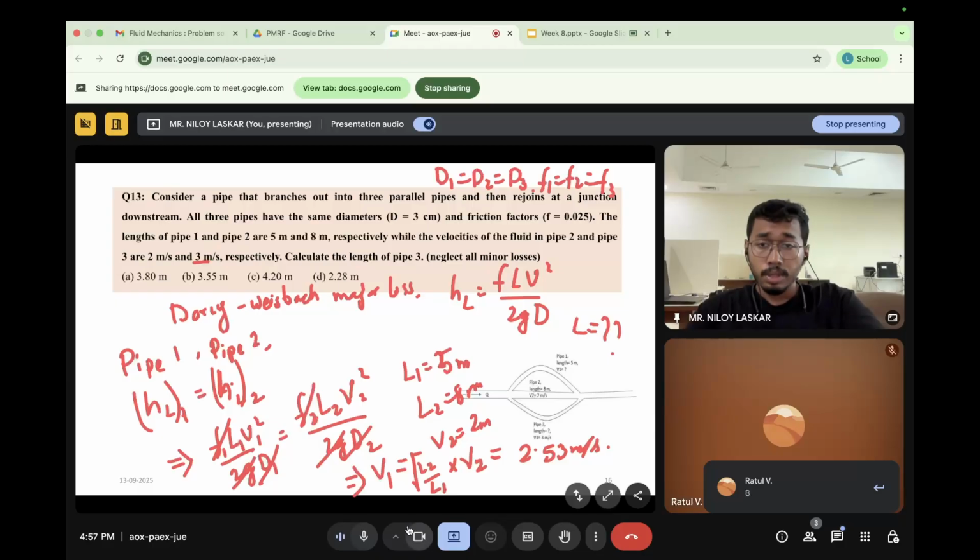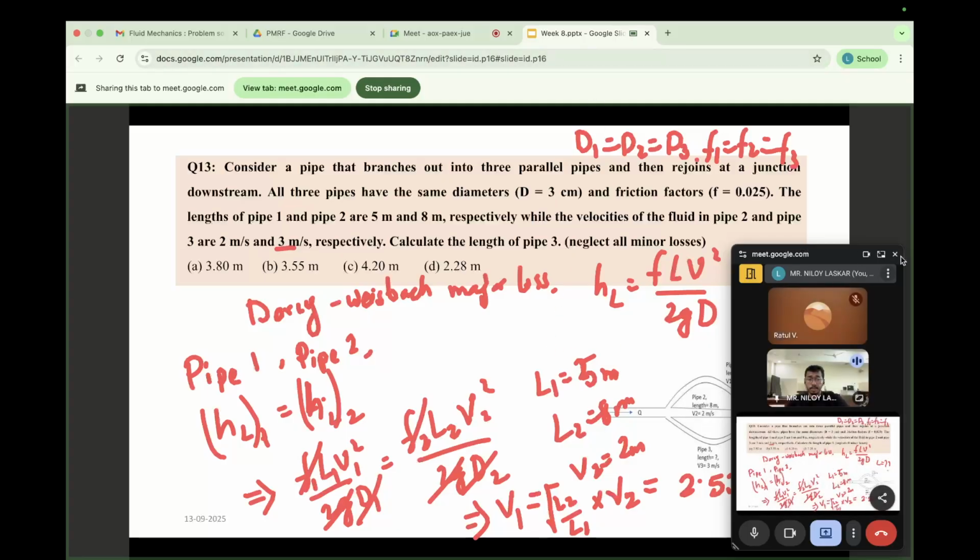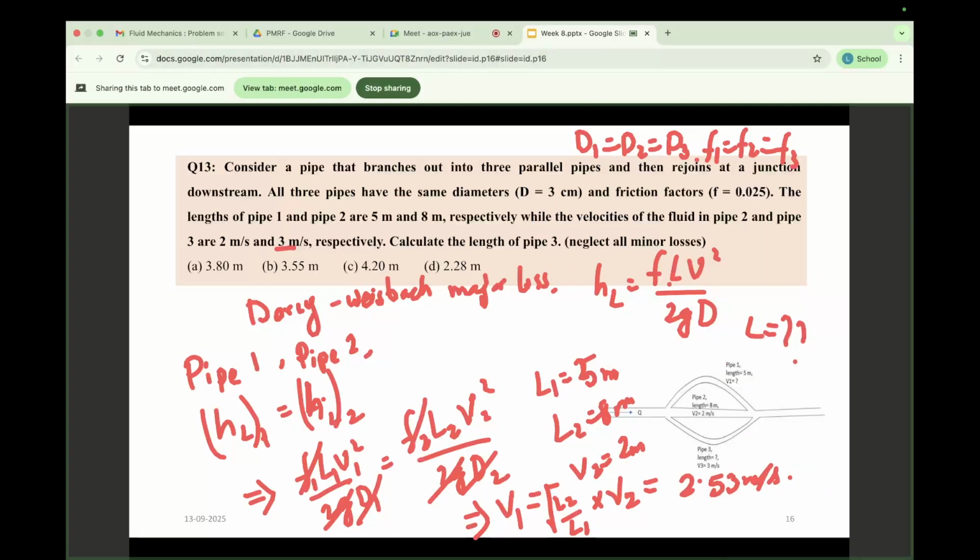So Ratul is saying option B. Yes, option B is the correct answer. Good. So calculating this for L3, we will get similarly the B will be the correct answer.